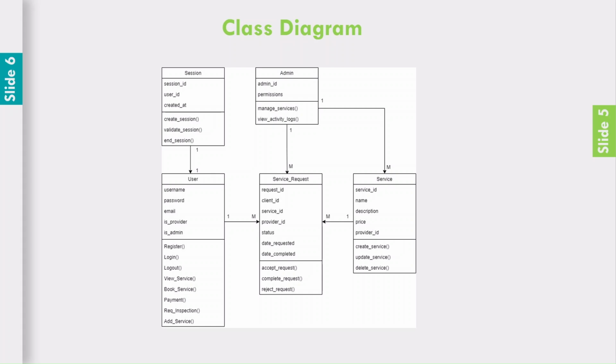Also, the accept request, complete request, and reject request will be managed by the service provider. The service provider will have its own service ID, name, description, price, and provider ID, and it can create a service, update the service, or delete the service. Whenever the service is completed, the accept request call will be generated. A complete request call will be generated, and if the service provider is unavailable, then the reject request call will be done.